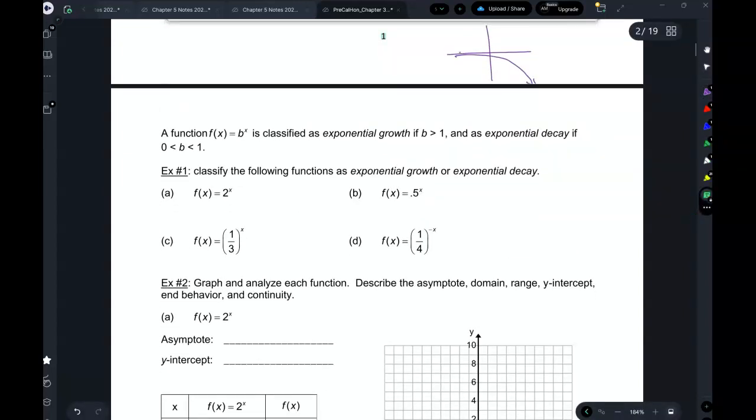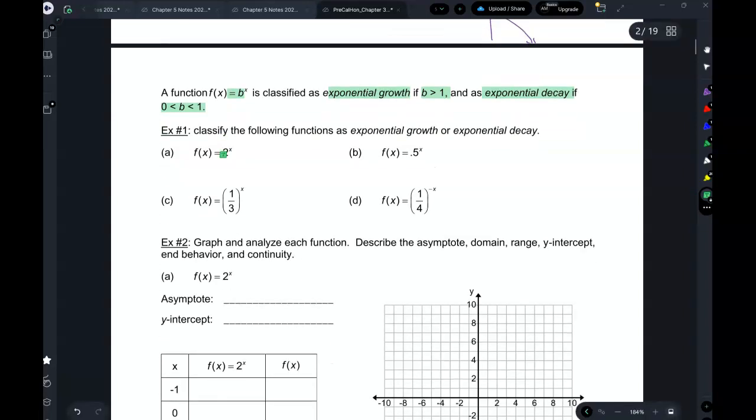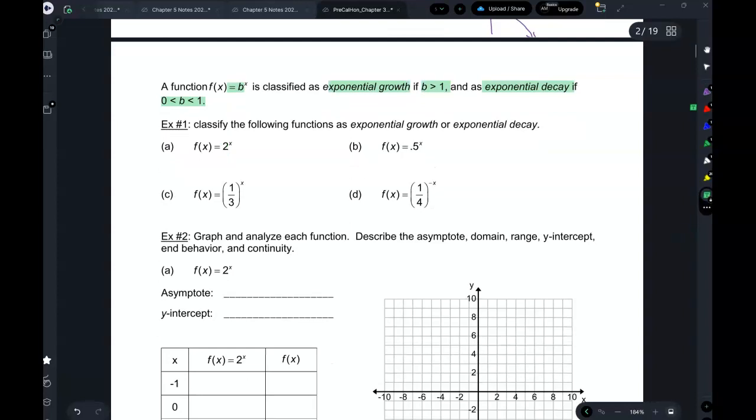But if you have the function, it's exponential growth if this number b is greater than 1 and it's exponential decay if it's between 0 and 1. All right? So take a look at this first one, 2 to the x. Is this growth or decay? Growth. What about 0.5 to the x? Decay. What about 1 over 3 to the x? Decay. What about this next one?